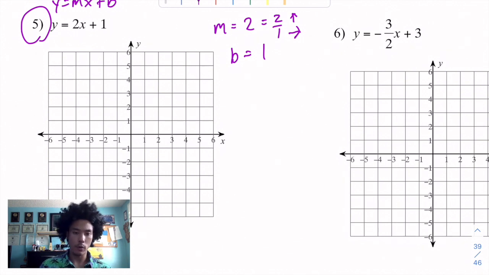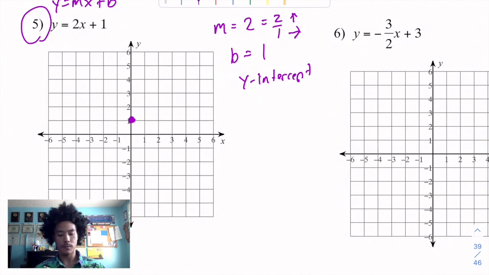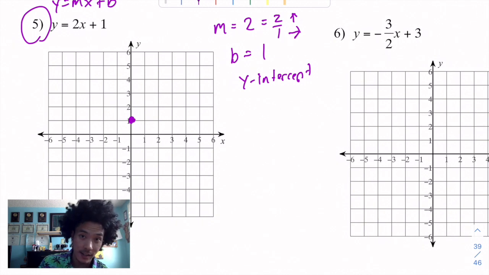So where do we start with our graph? You need to start with the beginning, the b. You need to find that 1 on the y-axis because it is the y-intercept. So the 1 is right there, and I plot that point. Since this is your beginning, you start there. You go up 2, over 1. Up 2, over 1. You just use your slope to find the pattern.